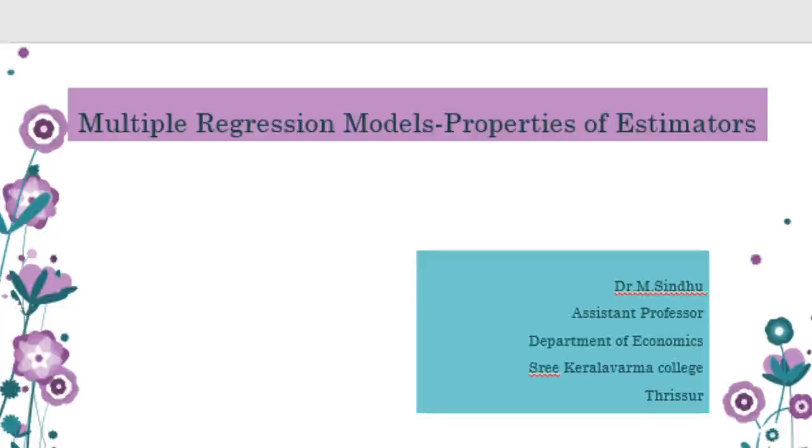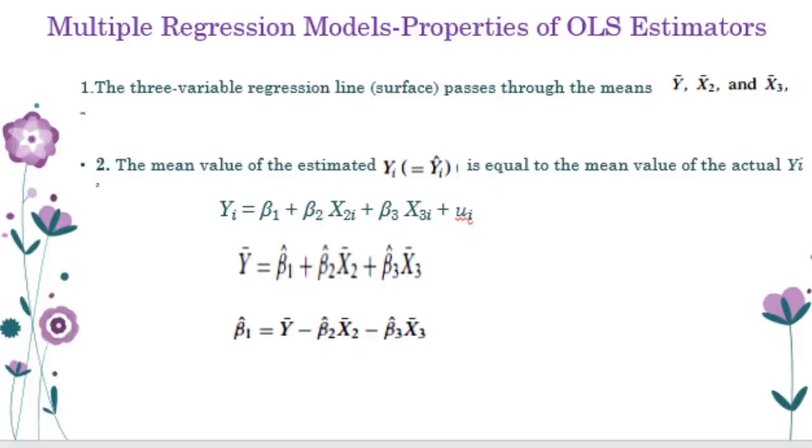Welcome you all. Today we'll discuss the properties of the estimators of the multiple regression model. The first property is that in the case of a three variable regression model, the regression line passes through the mean y bar, x2 bar and x3 bar. This means that the regression line passes through the average values of y, x2 and x3.